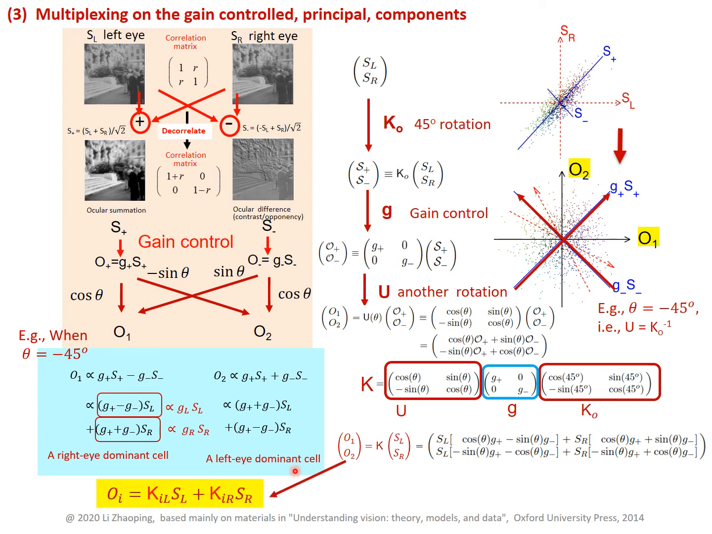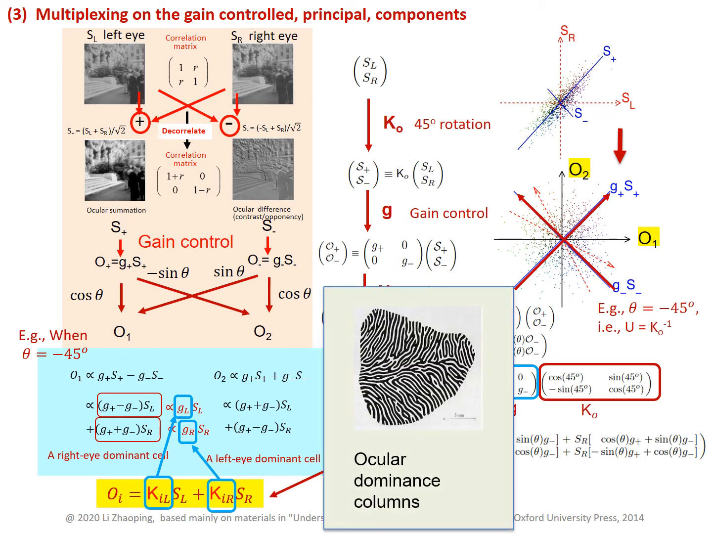And if you write each of the O1 or O2 as a linear weighted sum of the left and right eye input, then these two weights correspond to these two sensitivities. And you can, from these weights, calculate the ocular dominance indices that correspond to the experimentally measured data, to compare the theoretical predictions with experimental data.